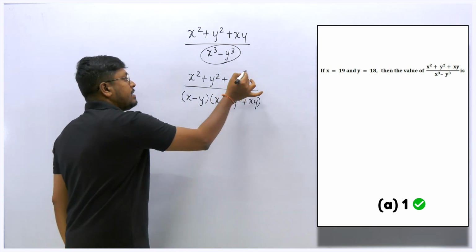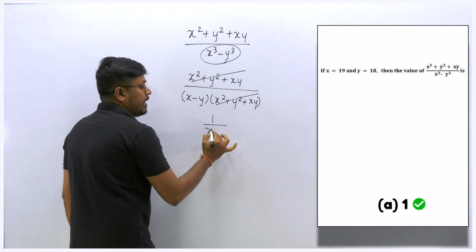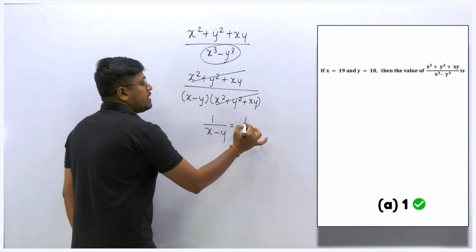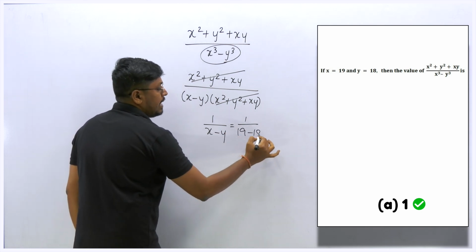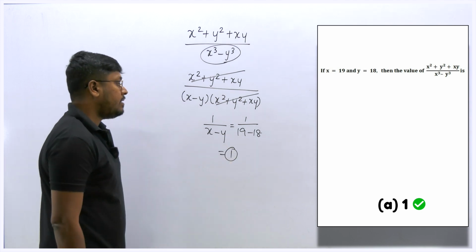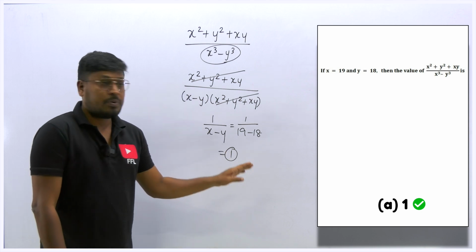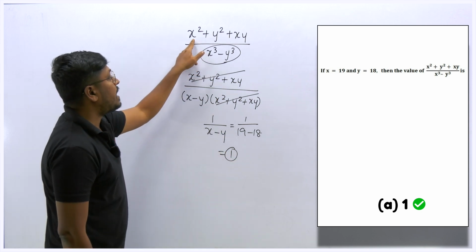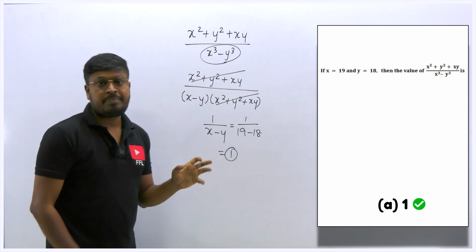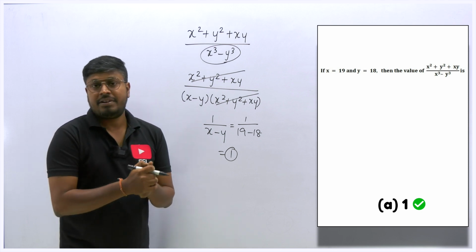Now we can cancel the complete numerator and denominator term. So the remaining is x minus y. At last, substitute x minus y, 19 minus 18. So the answer will be 1. Finally we can say that the answer for this question is 1. It is very easy and you can save a lot of time instead of directly substituting 18 square, 19 square here. So always, if it is algebra, try to simplify the given expression.